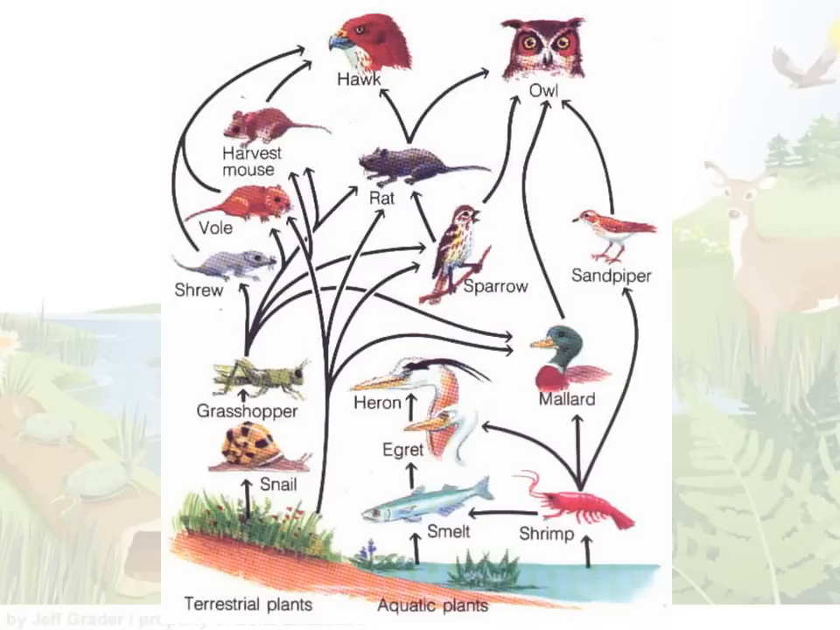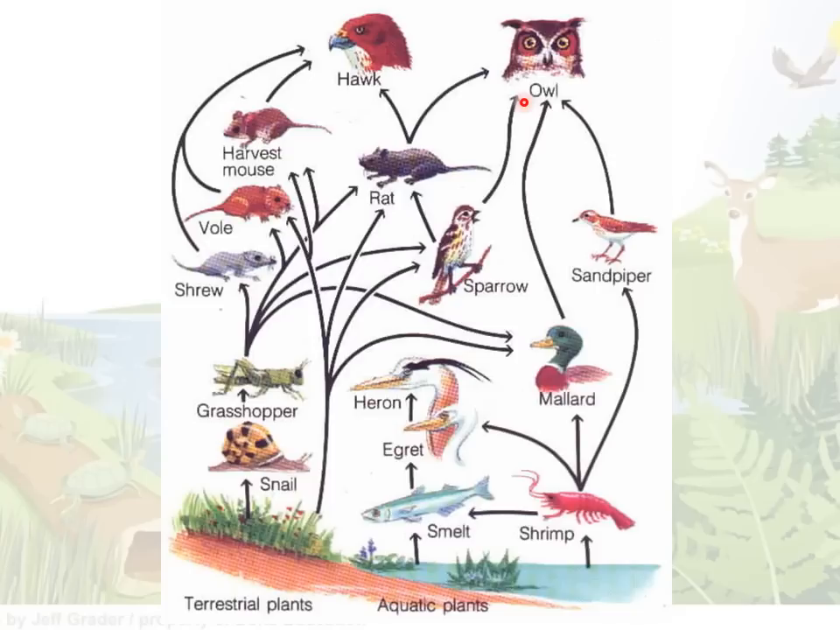So let's look at this food web here, where let's start out with these terrestrial plants. Okay, the terrestrial plants are going into the belly of the snail. The snail is going into the belly of the grasshopper. The grasshopper, lucky duck, is food for a shrew, a rat, a sparrow, and a mallard. Goes into the belly of all those things. The sparrow, let's say, then goes into the belly of the owl.